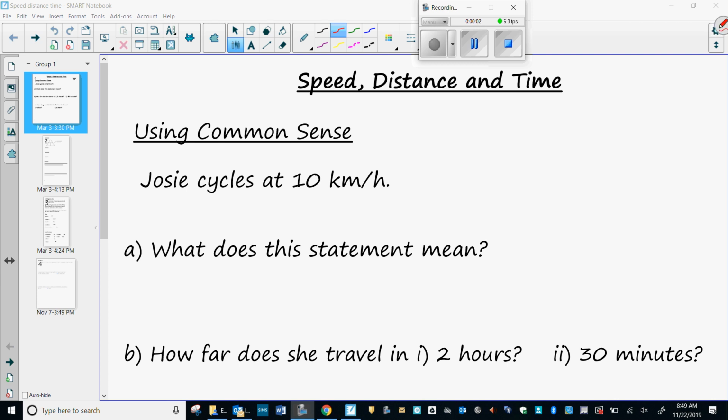Okay, so speed, distance, time. This should be something we vaguely remember, probably mostly from science, I'm thinking. Right, so we're going to use common sense with a lot of this stuff. And I know for some of you that's a struggle.